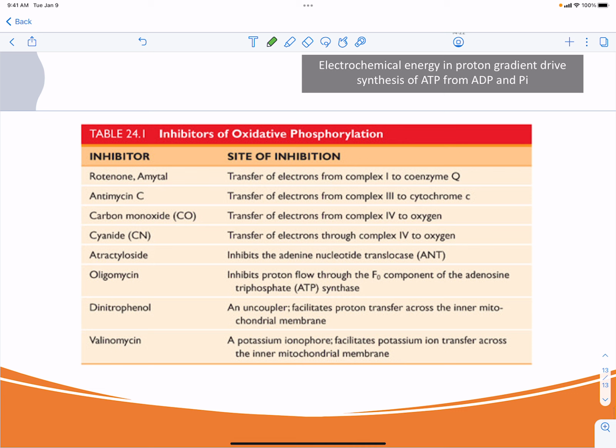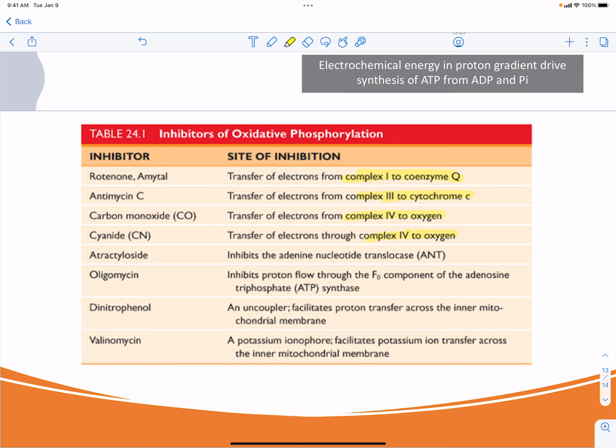Now, just as a side note, there are some inhibitors of the electron transport chain. So we have different sites of the electron transport chain that are going to be affected. We already talked about some that inhibit complex 1 to coenzyme Q. We also have antimycin A that's going to prevent the transfer of electrons from complex 3 to cytochrome C. We have carbon monoxide, which is going to prevent the transfer of electrons from complex 4 to oxygen. We have cyanide that's going to prevent the electrons moving through complex 4 to oxygen.